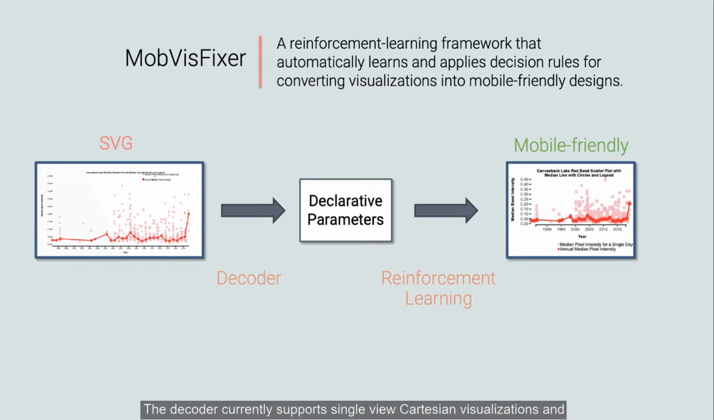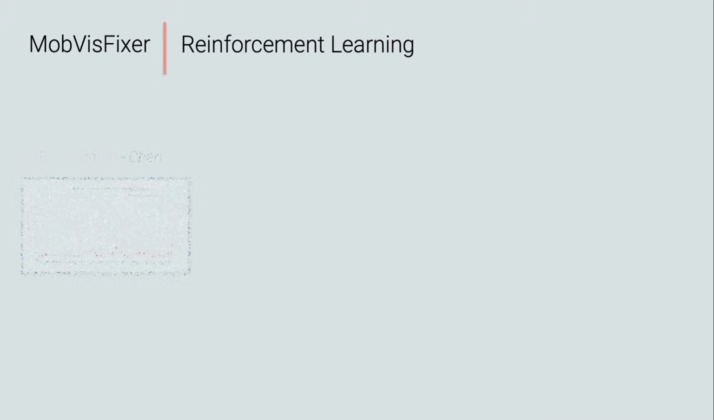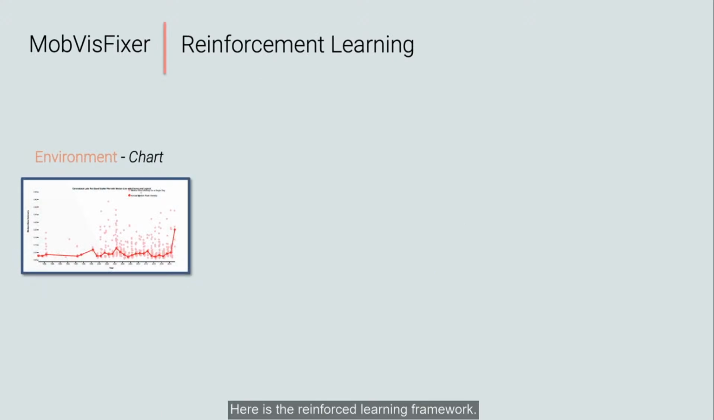The decoder currently supports single-view Cartesian visualizations, and the details can be found in our paper. More importantly, we propose a reinforcement learning method that modifies the parameters to generate mobile-friendly design. Here is a reinforcement learning framework.